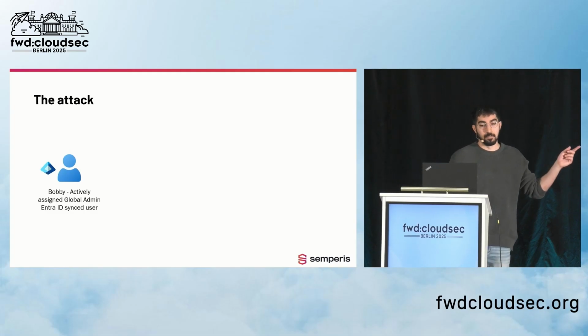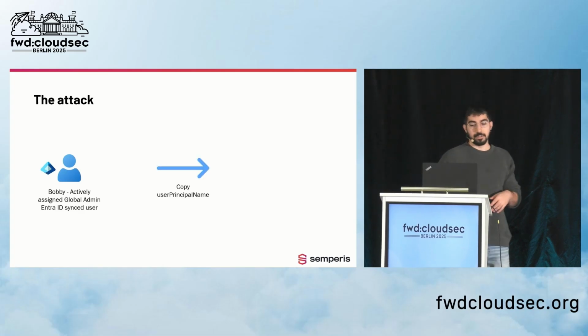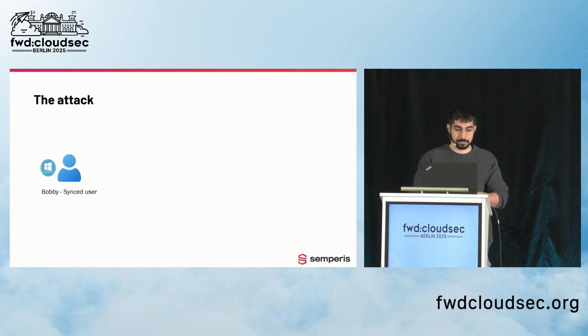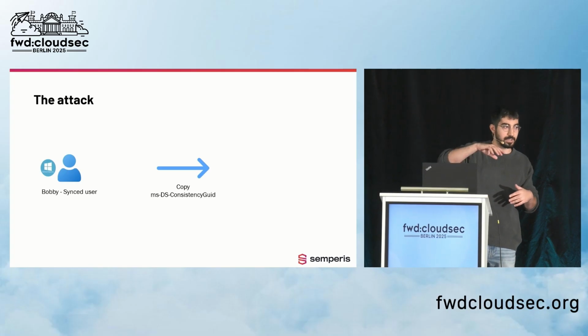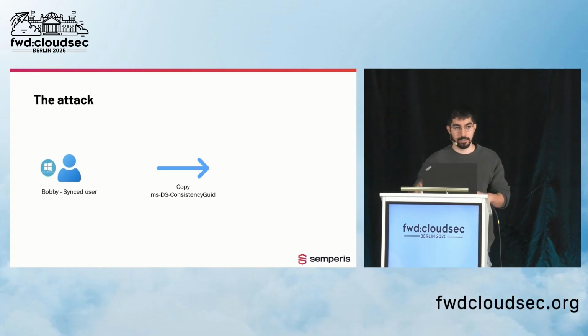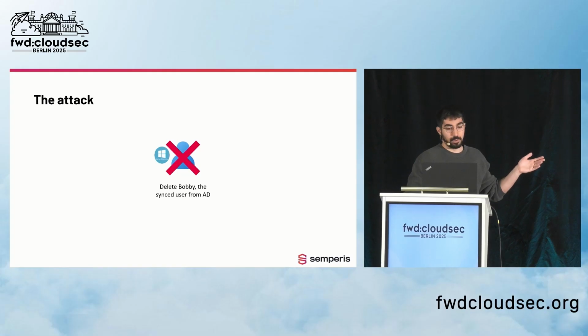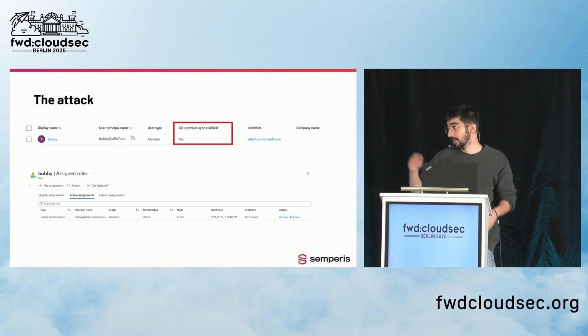So let's perform SyncJacking. We have the user Bobby, which is an actively assigned global admin Entra ID user. And of course, he's synced. We're going to copy the user principal name of this user to Robert's AD user attribute. We're also going to copy Bobby's AD MSDS consistency GUID, but you can take it, of course, and just convert it from the immutable ID in Entra ID, and copy it to Robert's AD user's attributes. And then we just have to delete Bobby, the synced user, from AD, the account that we are going to take over.